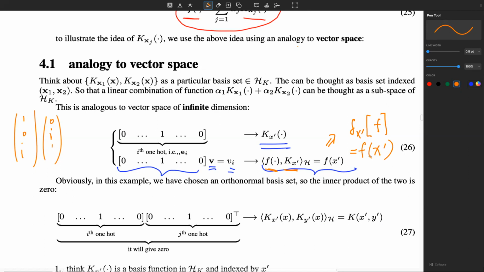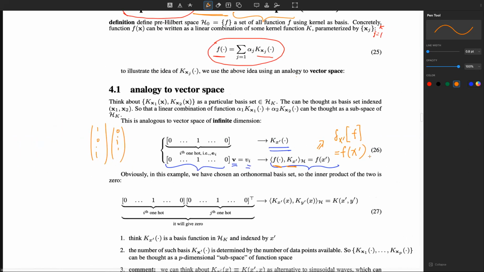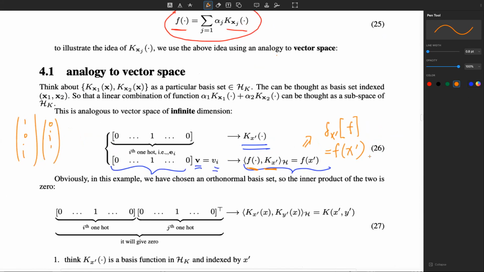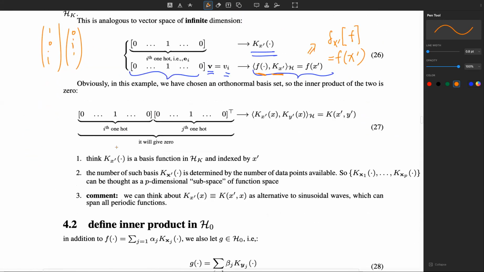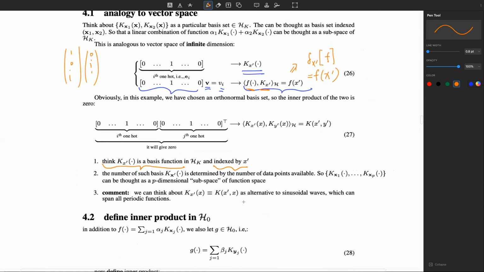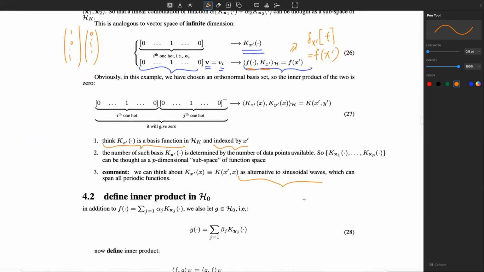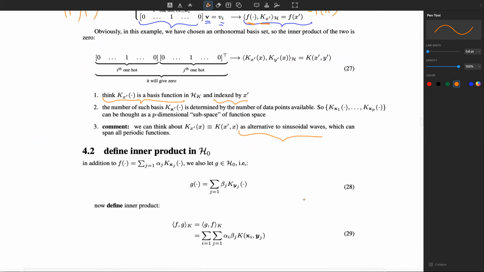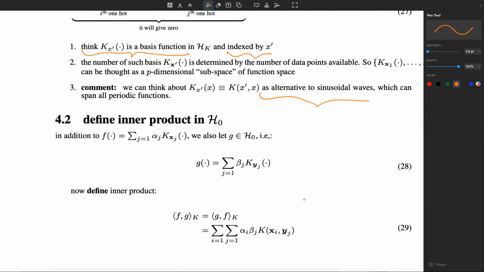For the students, I think, yeah, okay. So think of it as a basic function in the RKHS that is indexed by x prime, and I'll get you to read it yourself as well. One analogy I would like you to draw is sinusoidal waves, cosines and sines, which act like a basis. Now let's have a look at the inner product of this.